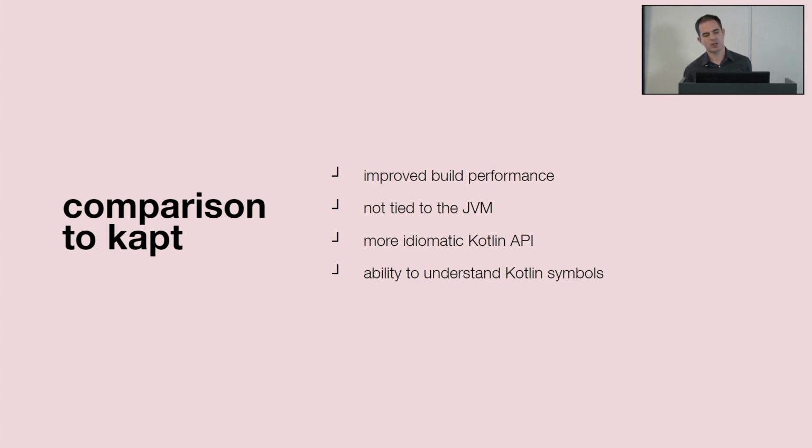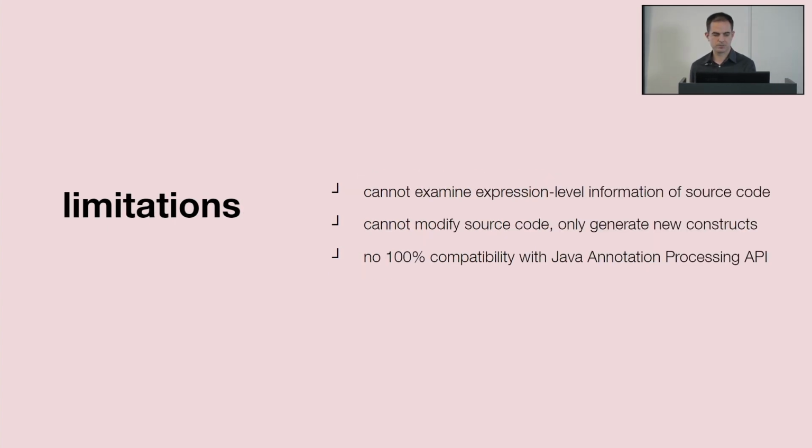Also, it is not tied to the JVM. It is a Kotlin-first construct, and you can use it in multi-platform. Its API is more Kotlin idiomatic, so you can use it in a friendlier way. And it can understand Kotlin symbols like extension functions or nullability or data classes or objects or any other stuff, which is new in Kotlin and isn't available in Java. However, as all tools, KSP has its own limitations as well.